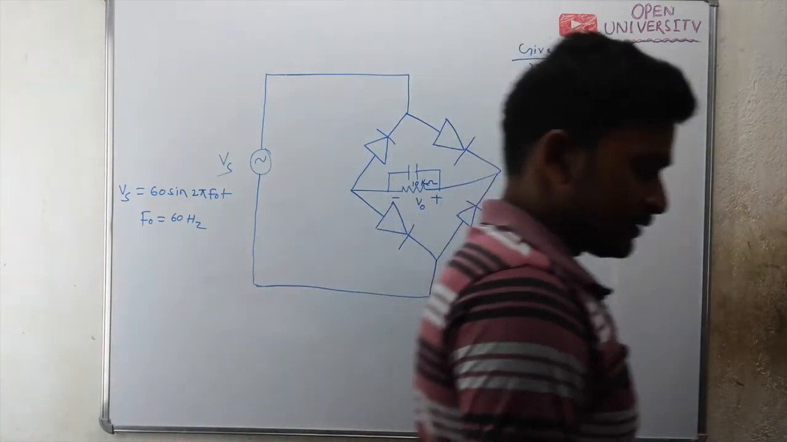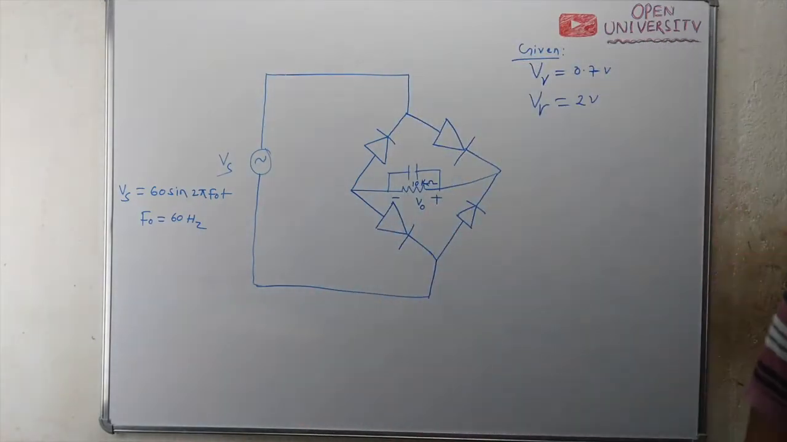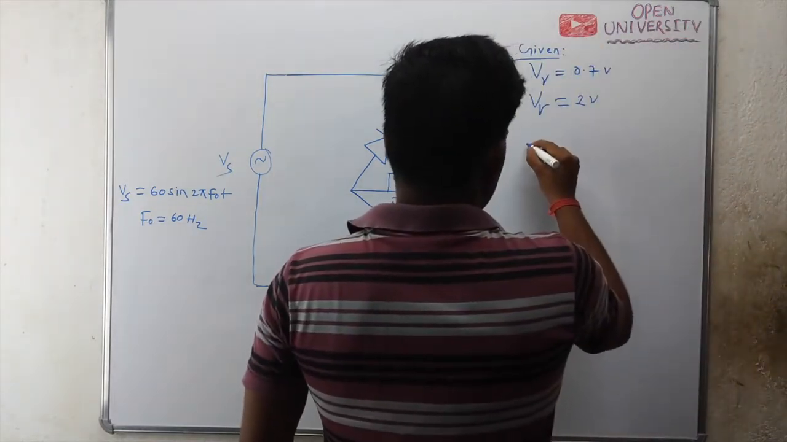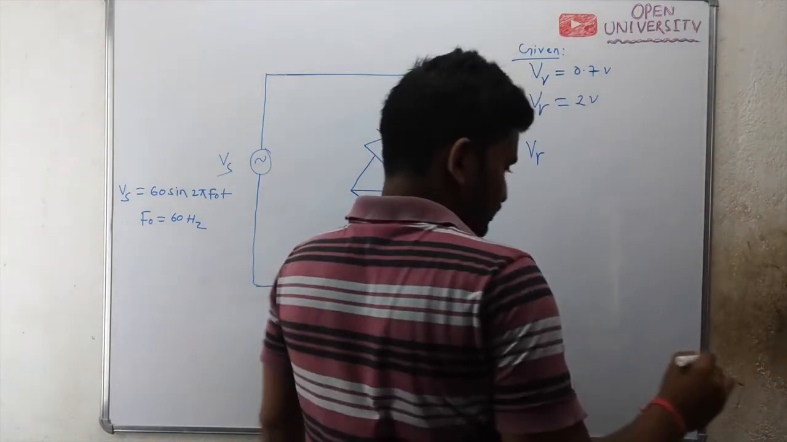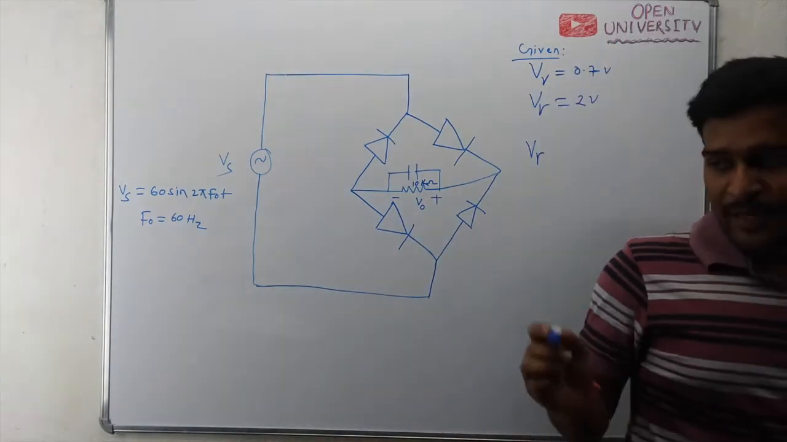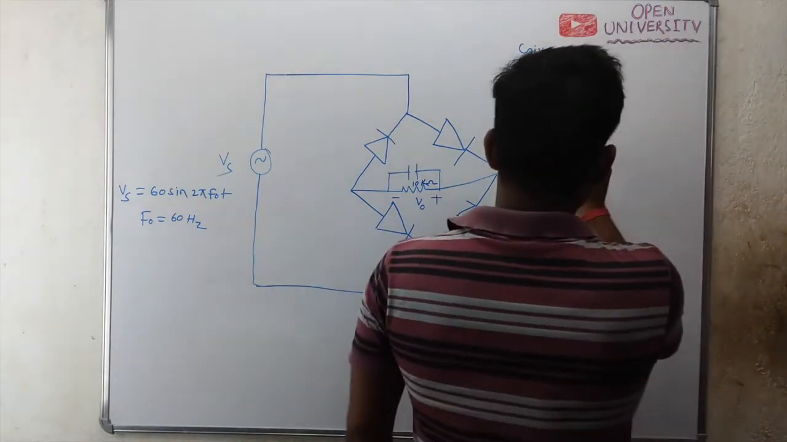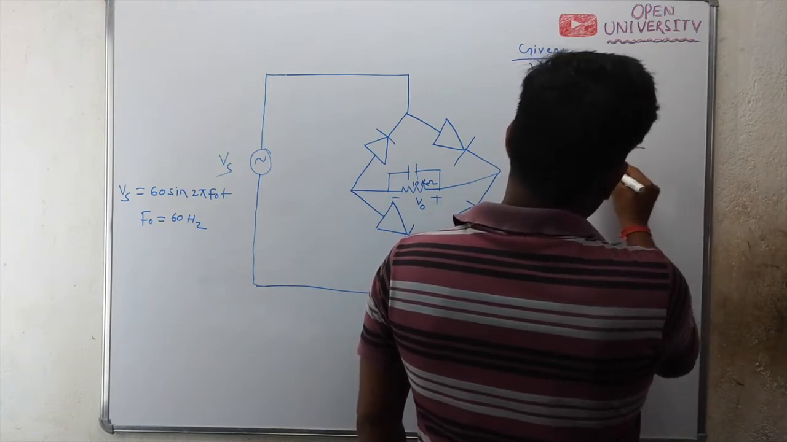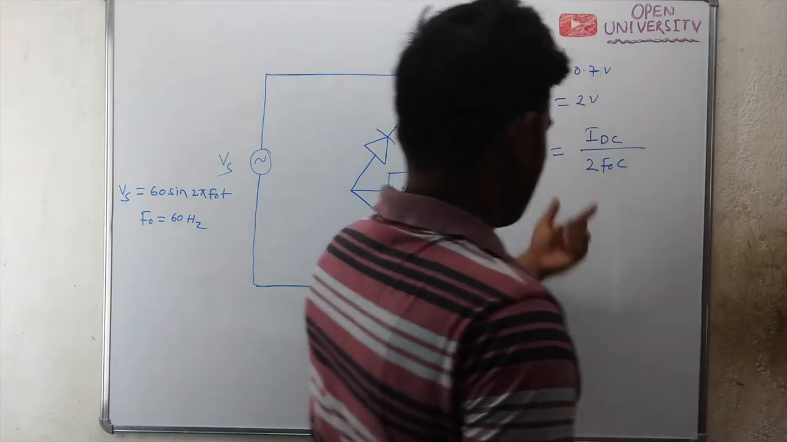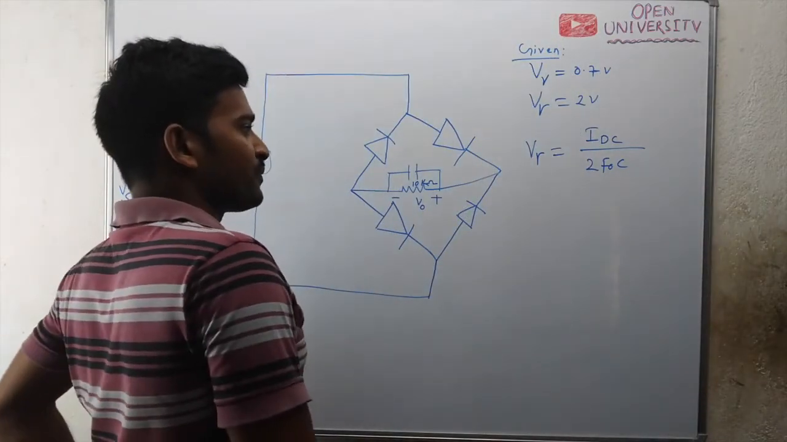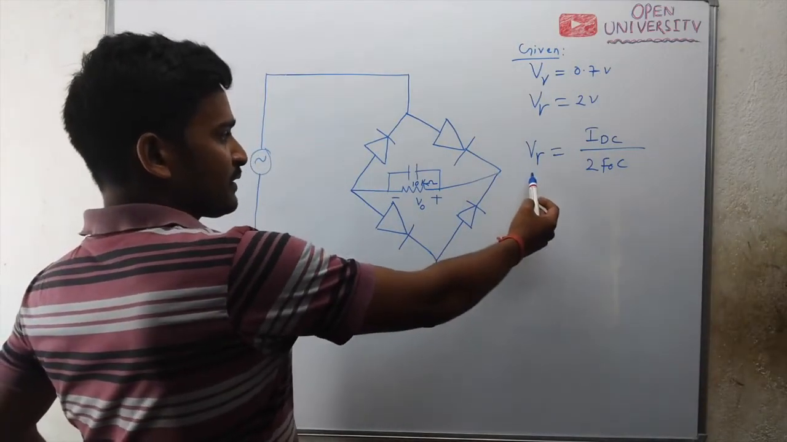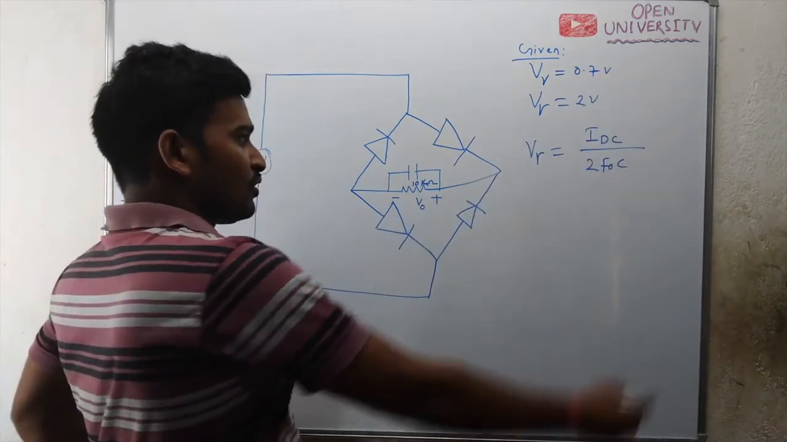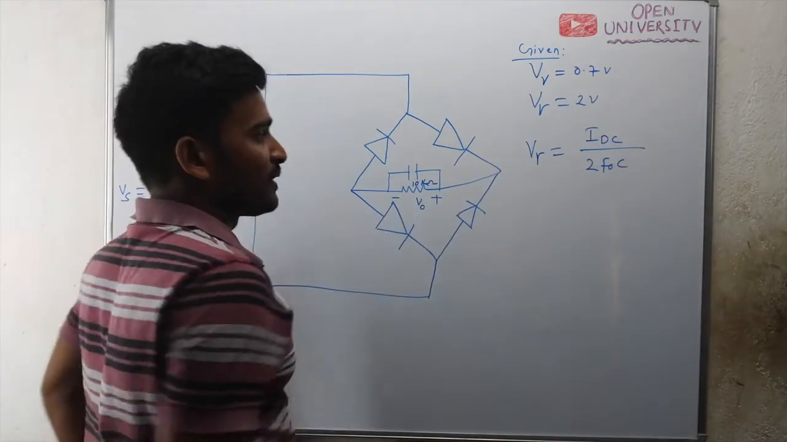How to get the value of capacitance? We know that for a full wave rectifier with capacitor filter, the value of VR is IDC by 2 f naught C. VR value is given, IDC is not known. So first know the value of IDC, then we can calculate the value of C.